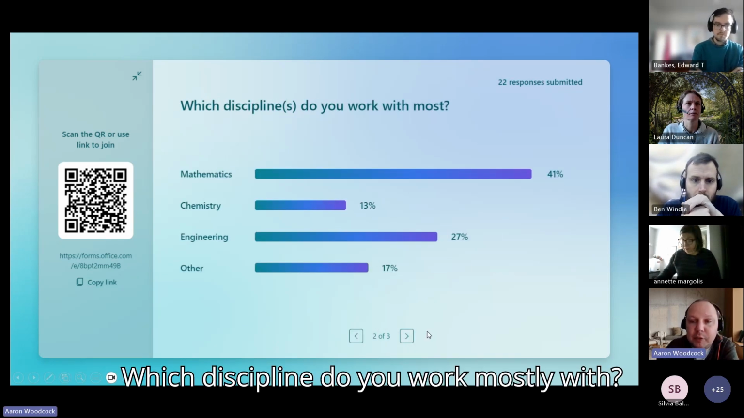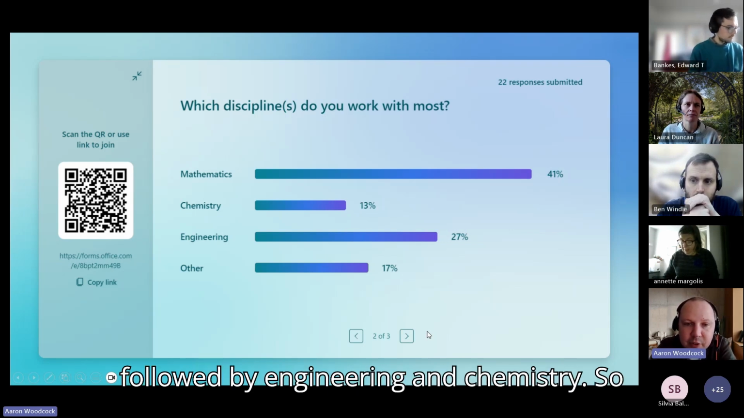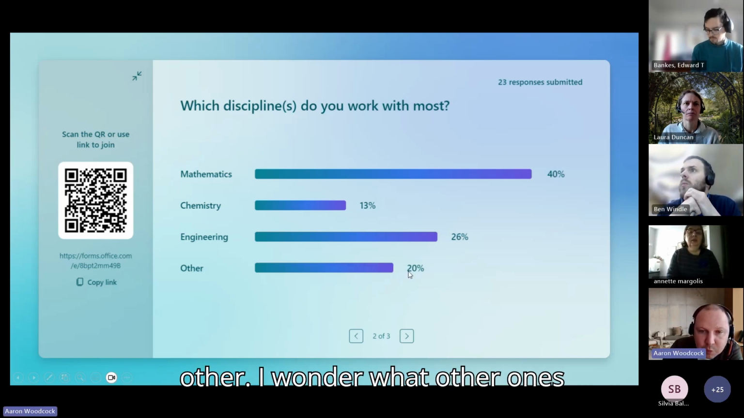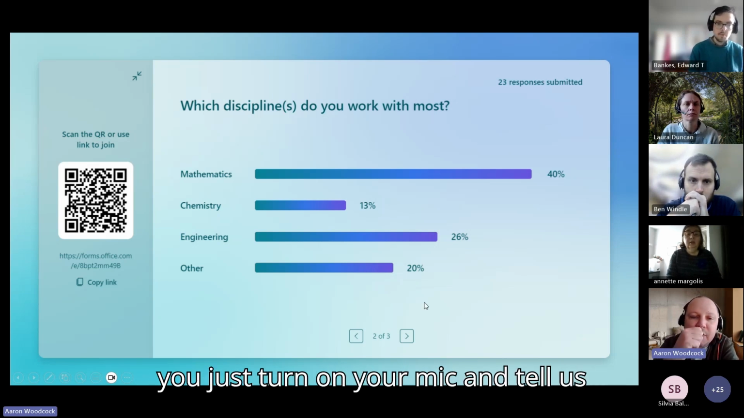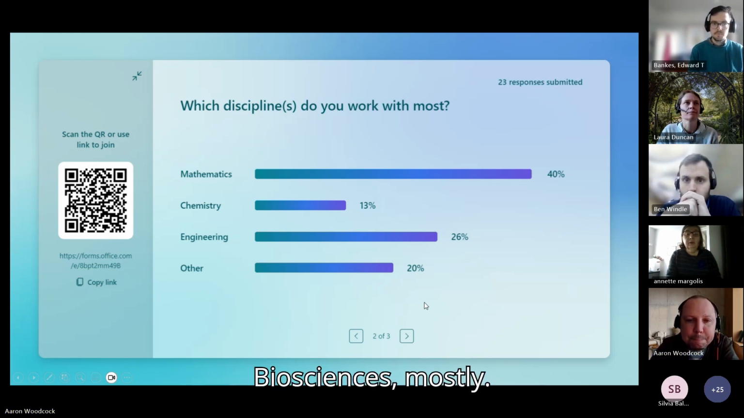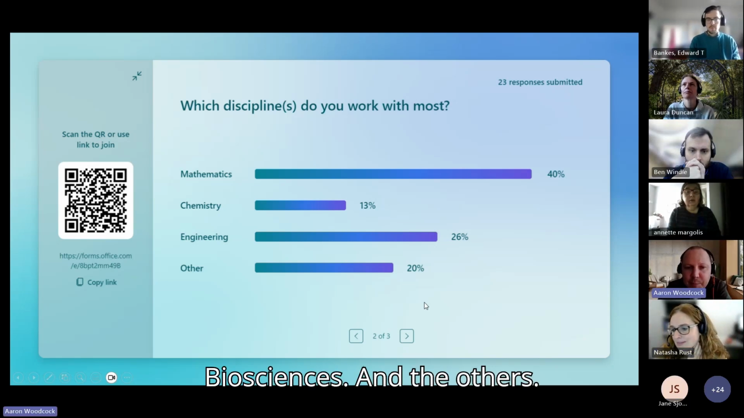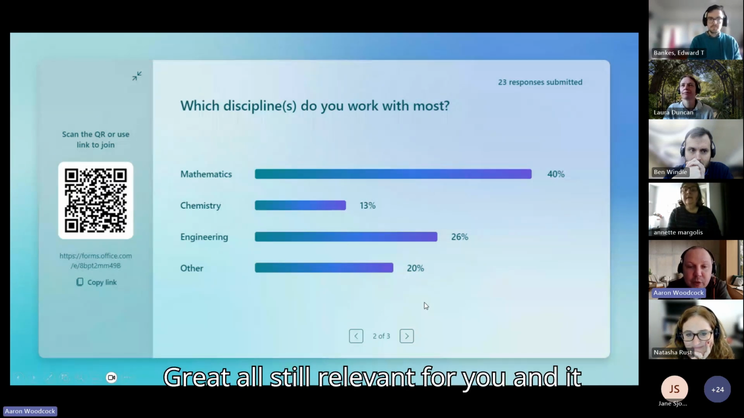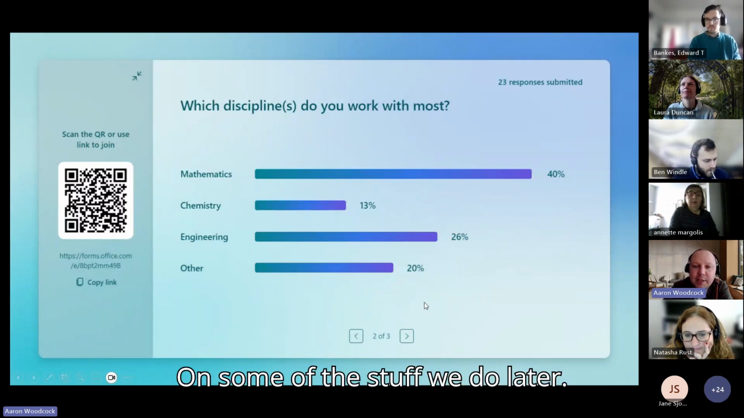Which discipline do you work mostly with? So we have a lot of mathematicians, followed by engineering and then chemistry. So that's a good mix. Fantastic. And then other. I wonder what other ones we have. If you put other there, could you just turn on your mic and tell us what you work with? Well, biosciences mostly. Biosciences. Any others? Physics. Great. All still relevant for you, and it'd be interesting to get your take on some of the stuff we do later.